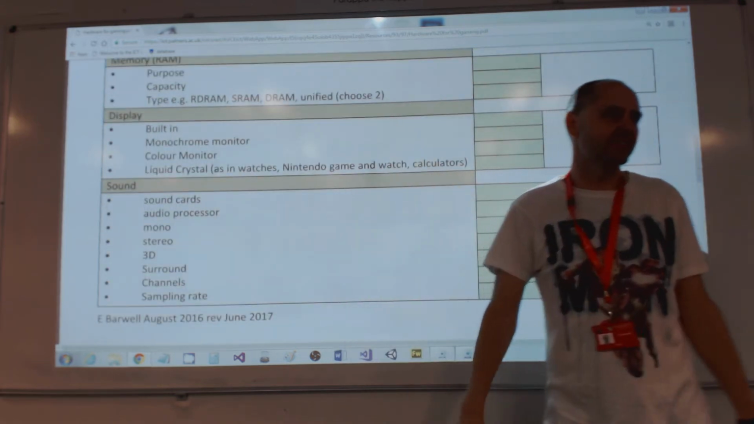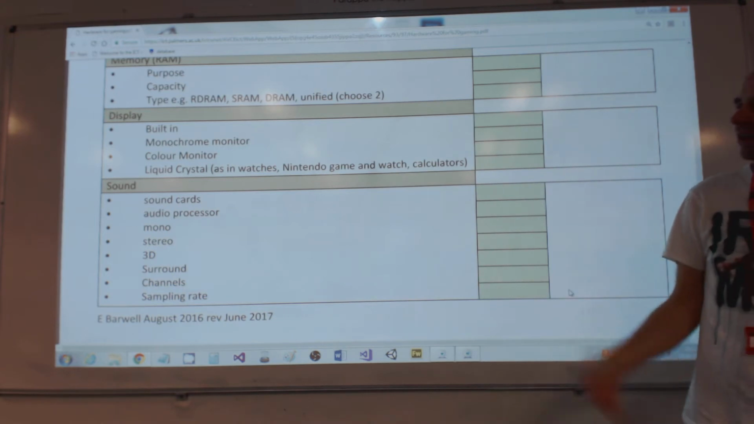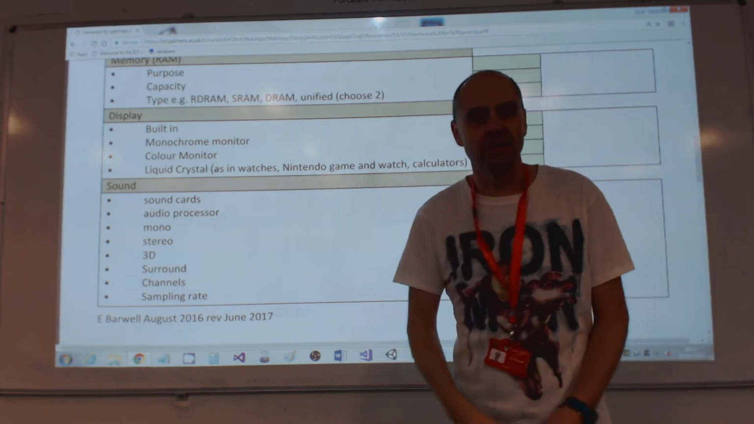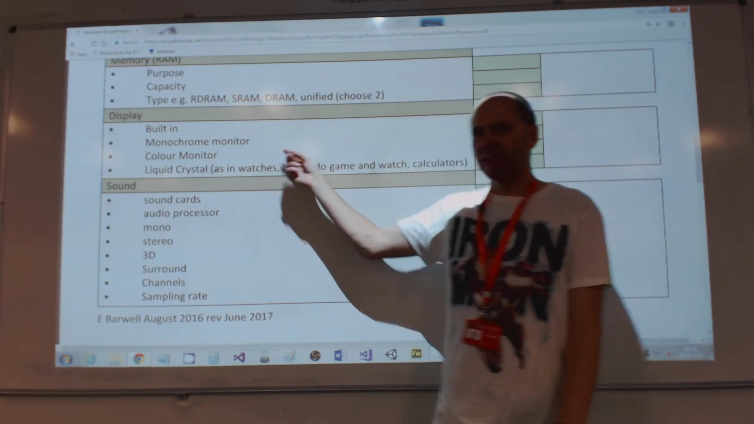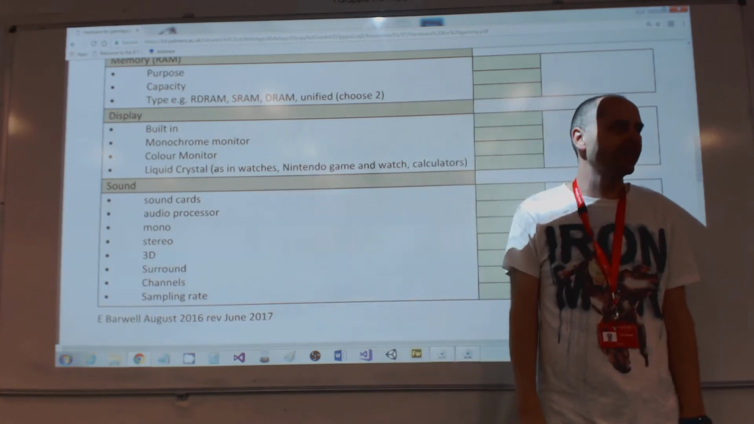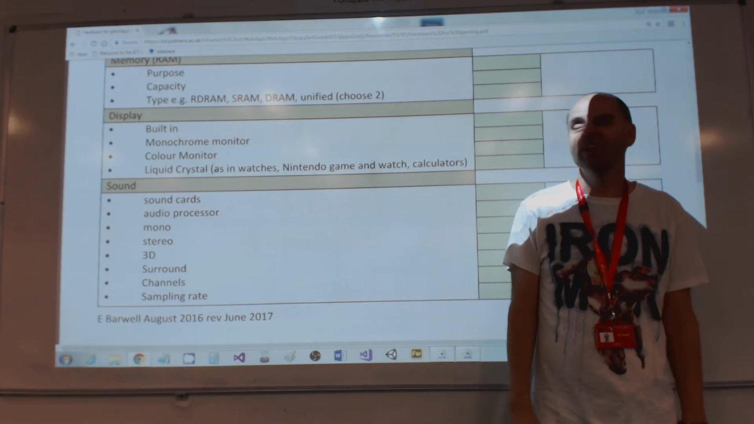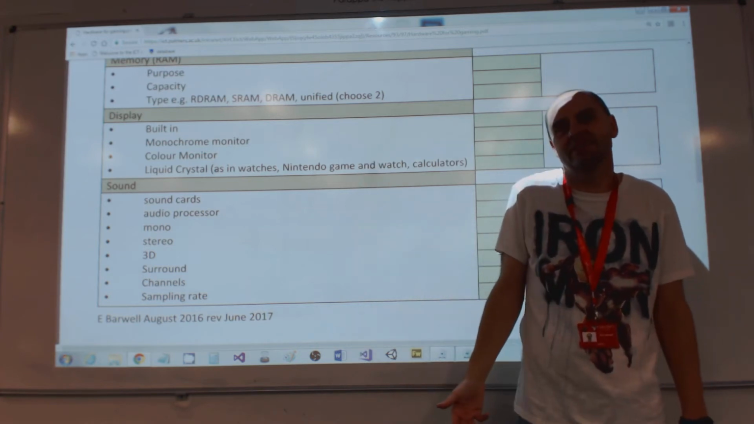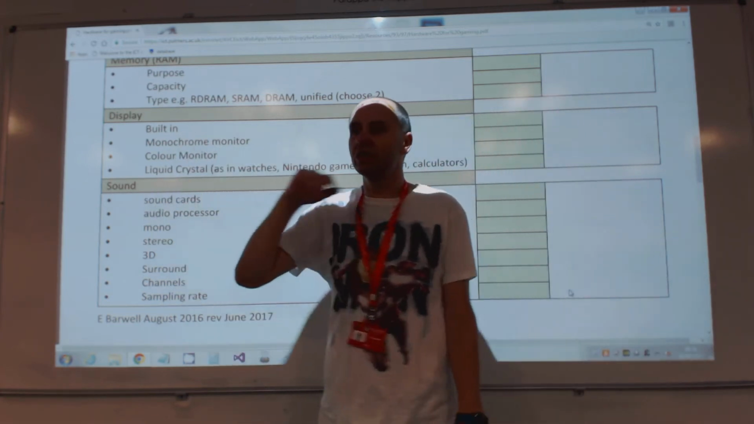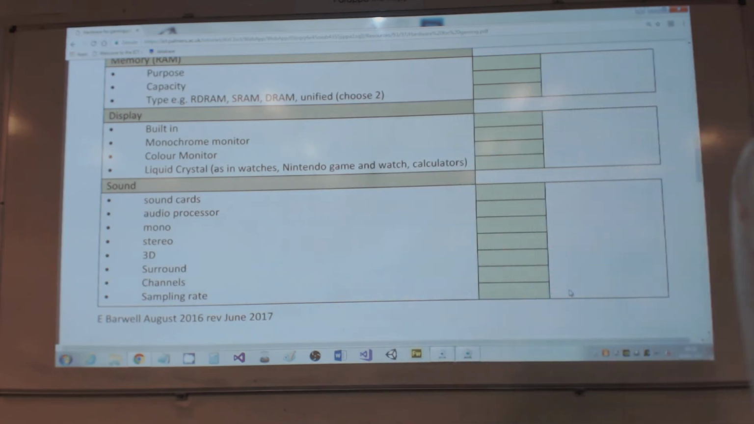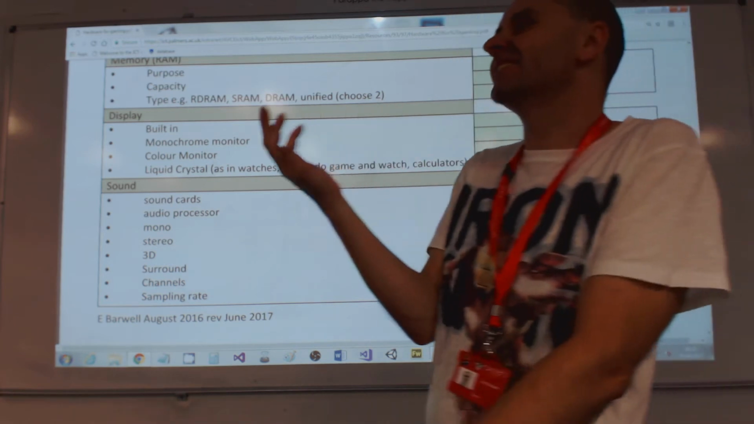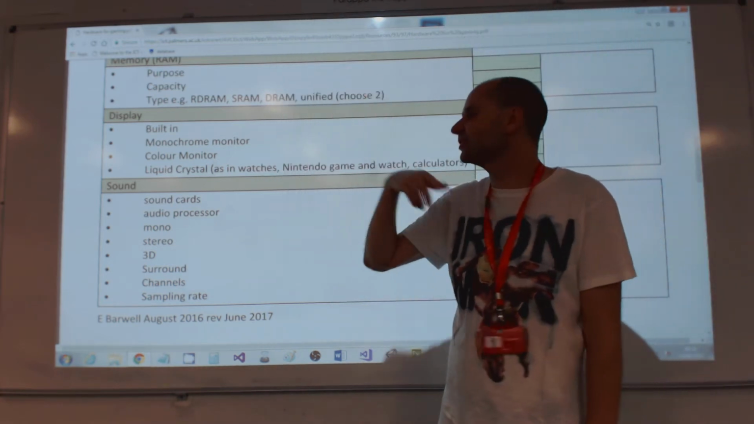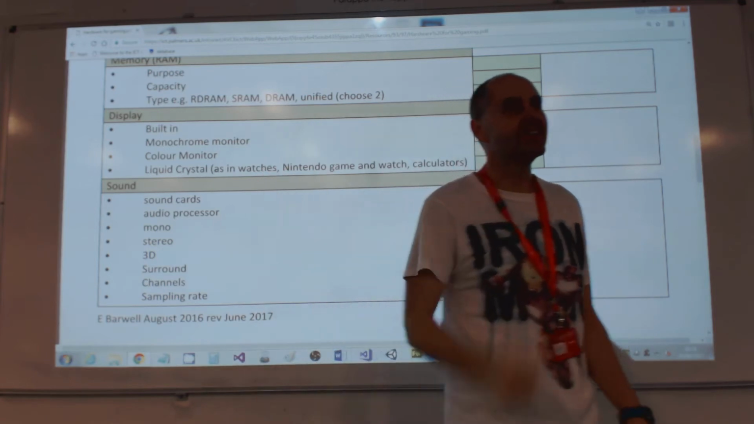Right, display technology. Built-in displays, so things that are part of devices. Monochrome monitors. Anyone ever used a monochrome monitor? What does monochrome mean? Black and white? It actually means one colour, doesn't it? Mono. They're not black and white. They're whatever that colour is, which tends not to be black, does it? Unless you're looking at these sorts of screens, it's like a dark grey, and then you've got white.